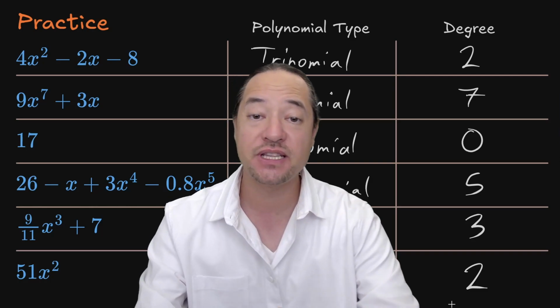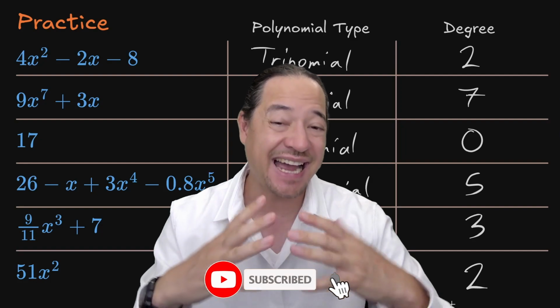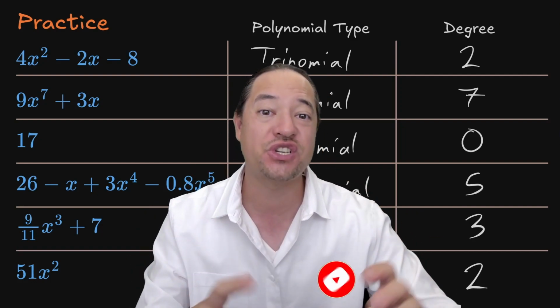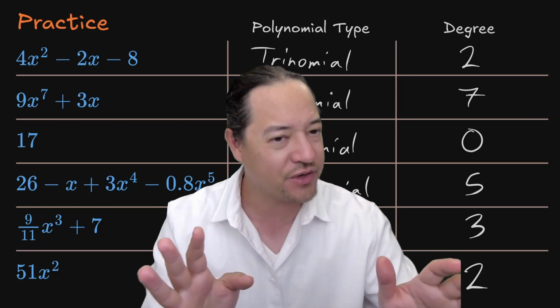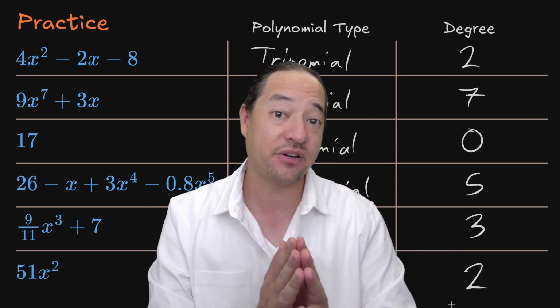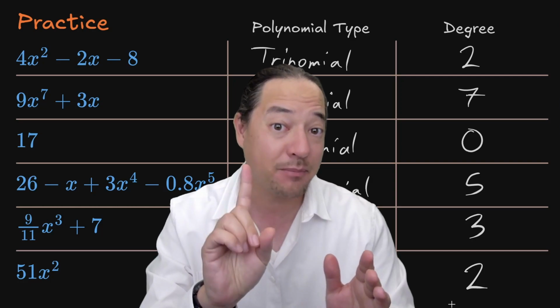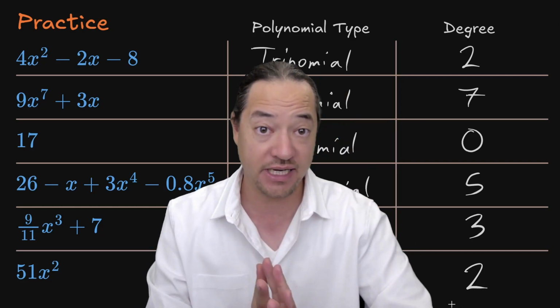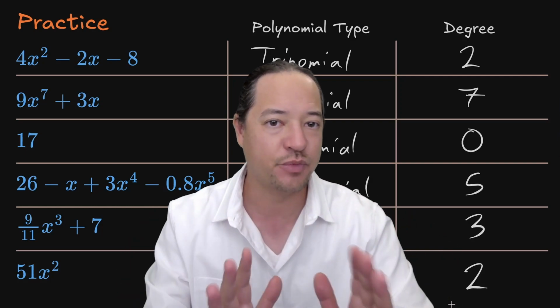All right, so hopefully this gave you a good look at the idea of this specific type of algebraic expression known as a polynomial. There are other types we can construct, but for polynomials, we can look at either how many terms they have, right? Monomial, binomial, trinomial, or the highest power in that polynomial, and that's going to be its degree.